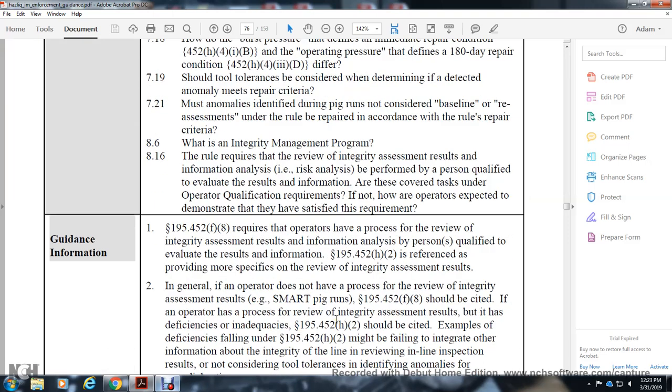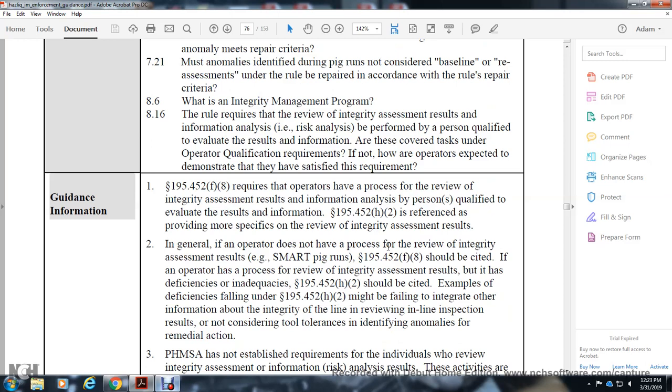Answer: 195.452(f)(8) requires the operator to provide for the review of the integrity assessment results and information analysis by a person qualified to evaluate the results and information. 195.452(h)(2) provides more specific requirements for review of the integrity assessment results. In general, if the operator does not have a process for the review of the integrity assessment results of smart pig runs, 195.452(f)(8) should be cited. If the operator properly reviewed the integrity assessment results but has a deficiency in adequacy, 195.452(h)(2) should be cited.